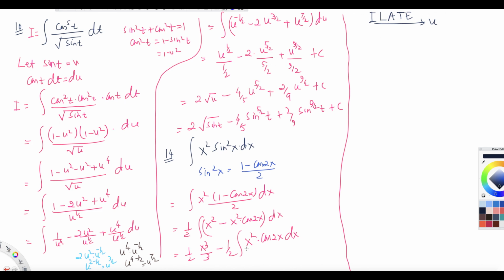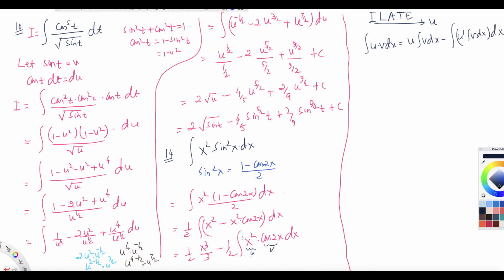So that should be u. That should be v. So what is the integral formula? The formula is the integral of u times v dx equals u times the integral of v dx, minus the integral of the derivative of u times the integral of v dx, and then there is a dx outside.